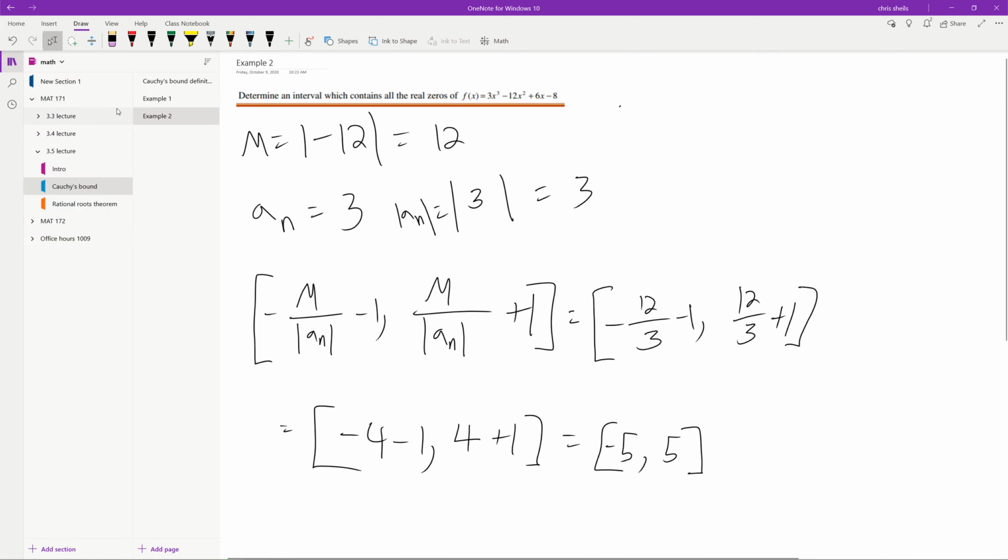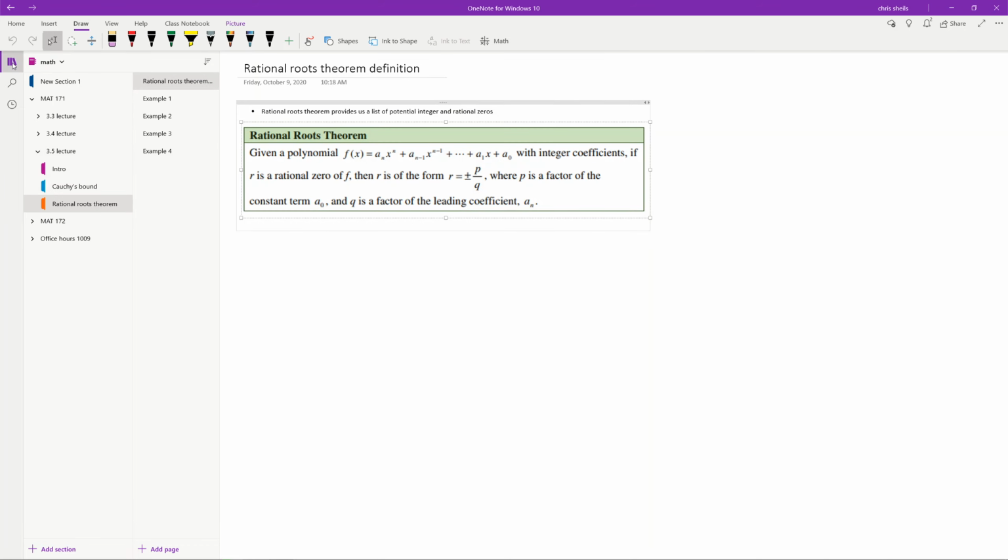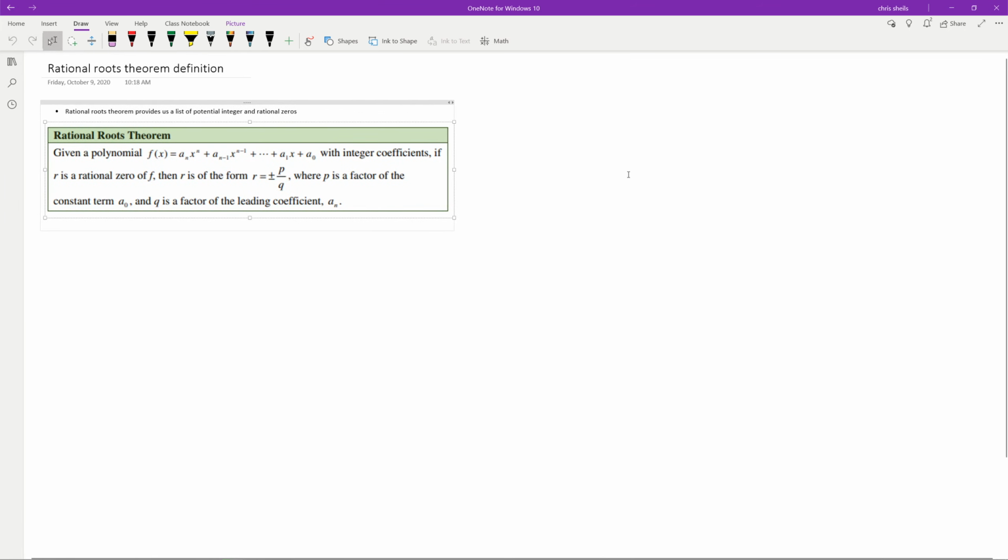So, looking at the next part of this section, we have this thing called the rational roots theorem. The rational roots theorem provides us with a list of possible integer and rational zeros. Integers are rational numbers by definition, right? Rational numbers are just numbers that can be expressed as a ratio, and integers themselves can be expressed as a ratio.